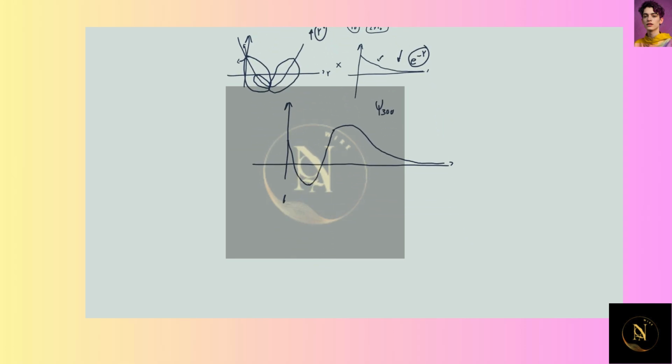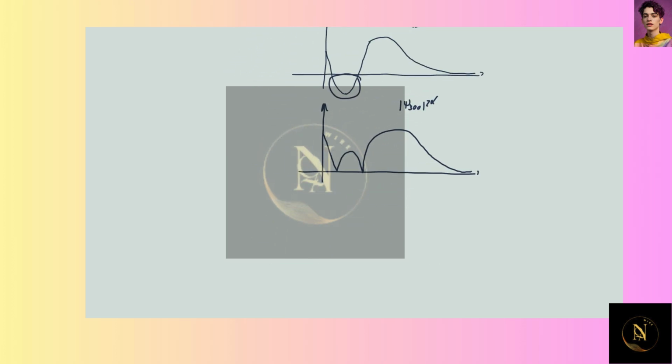Using that sketch, we can produce another sketch for the absolute value of psi 300 squared. And this is something like that. So this part, which was negative, we just have to invert it. So now it's positive because of the square here. And that's it. Now remember that P(r) equals 4 pi r squared times psi 300 squared.